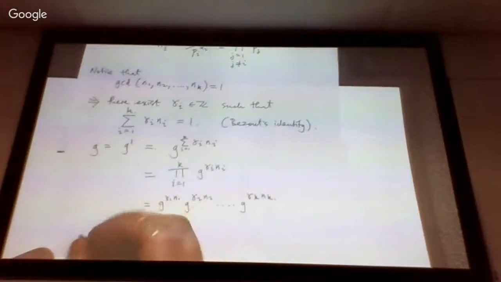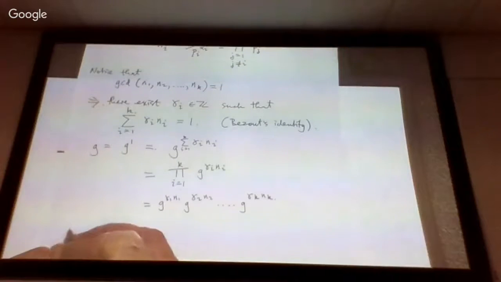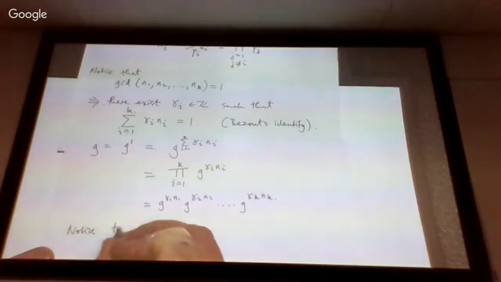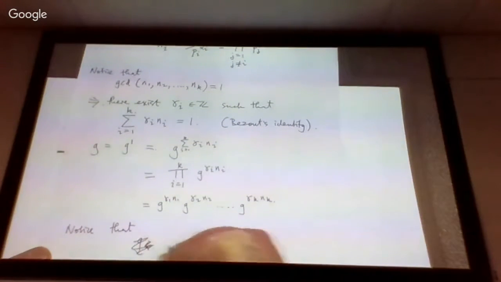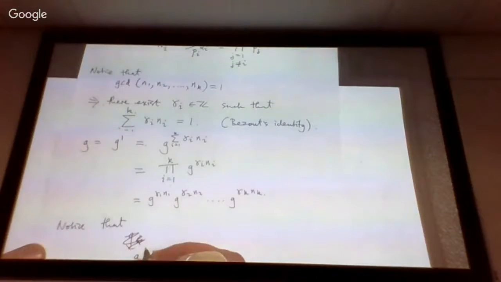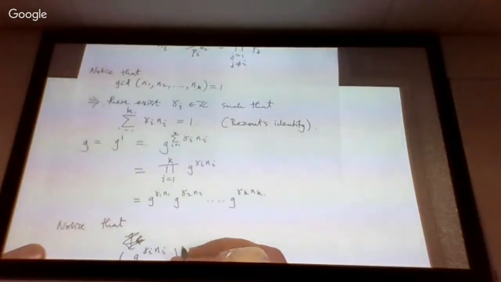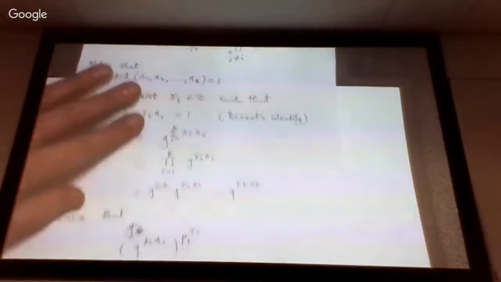What happens? Notice that if you take one of these, G to the gamma i ni, and you raise it to the power pi to the alpha i, what happens? What's that equal to?